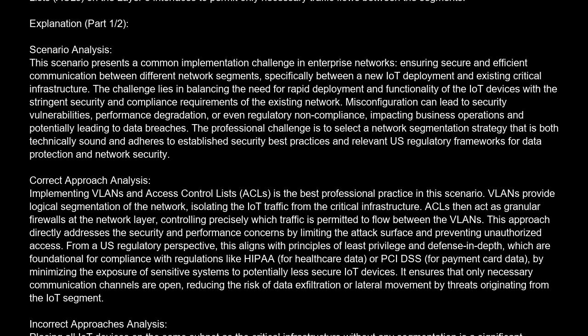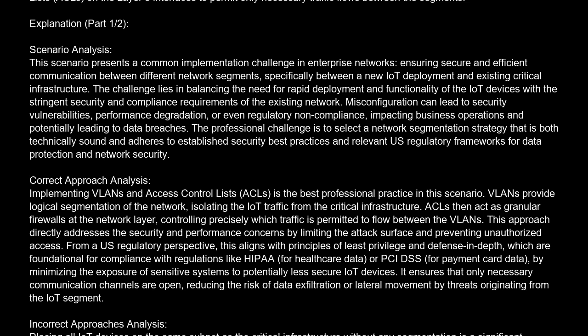Correct approach analysis. Implementing VLANs and access control lists, ACLs, is the best professional practice in this scenario. VLANs provide logical segmentation of the network, isolating the IoT traffic from the critical infrastructure. ACLs then act as granular firewalls at the network layer, controlling precisely which traffic is permitted to flow between the VLANs. This approach directly addresses the security and performance concerns by limiting the attack surface and preventing unauthorized access.